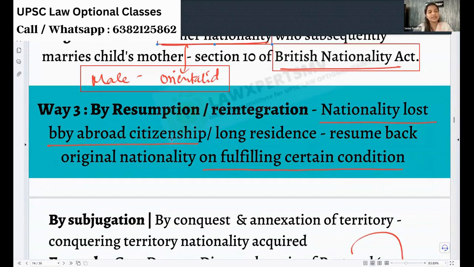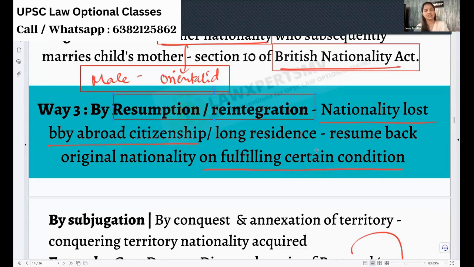Okay. And the third way is by resumption and reintegration. What is resumption? Reintegration. It means coming back. Say, for example, you are in India and you go to the US and you get the green card there. As per Article 9 of the Constitution, once you voluntarily acquire the citizenship of any country, automatically Indian citizenship is gone. It is renounced. So you become a citizen of the US, automatically you are not anymore an Indian citizen. Okay. But you feel that you want to come back.